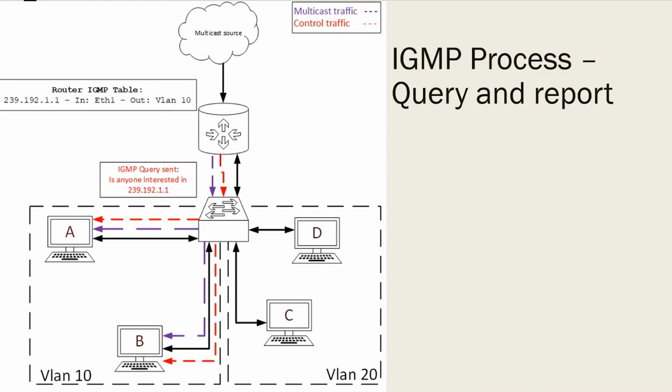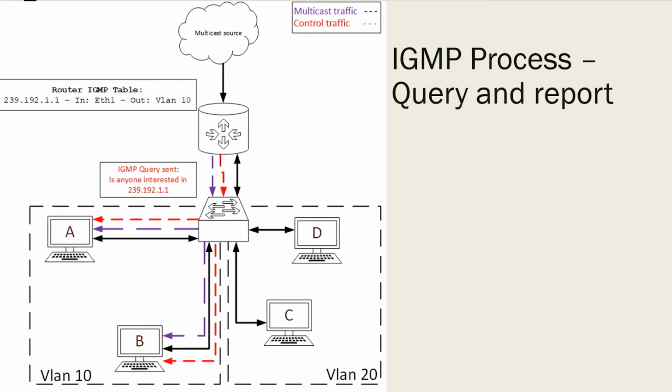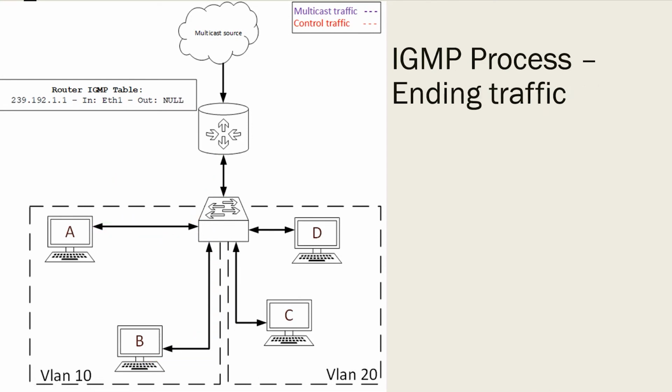Anyway, back to the example where we're leaving. Both devices in this case are leaving at the same time somehow. So they both send the leave message. The router sends that query message to say, "Is anyone interested?" No one replies. And then we end up with that state where we've stopped the multicast traffic.